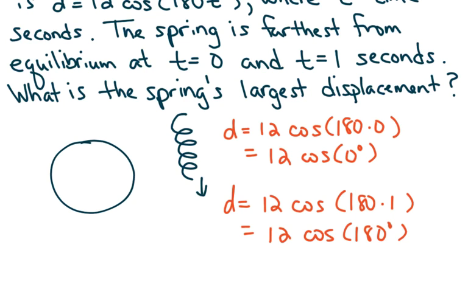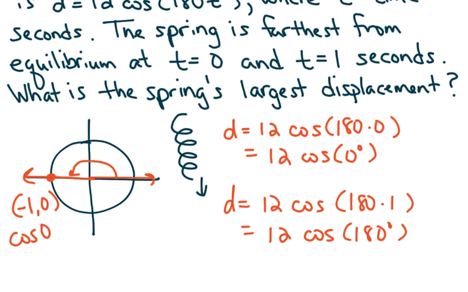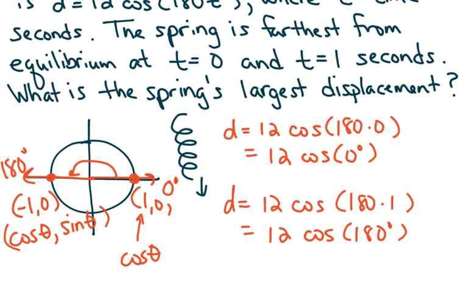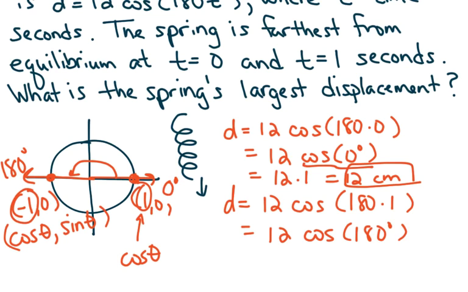Let's go to our unit circle. Here's the initial position. 180 is over here. It's at the point -1, 0, where cosine is the first coordinate and sine is the second. And then 0 is over here, and the ordered pair over here is at 1, 0, where this is cosine. So the cosine of 0 is 1, and 12 times 1 is 12 centimeters. The cosine of 180 is -1.